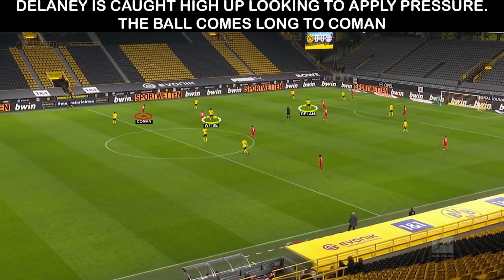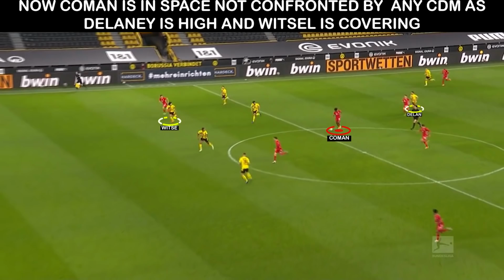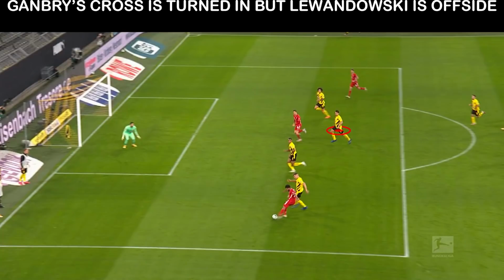One of Bayern's disallowed goals comes this way. Delaney is high up, pressing a pivot, and Coman receives the long ball. With Delaney still high, you can see that there is acres of space available in front of the defense, which Coman drives into, eventually leading to Gnabry's cross, and Lewandowski, who is just offside, finishes.